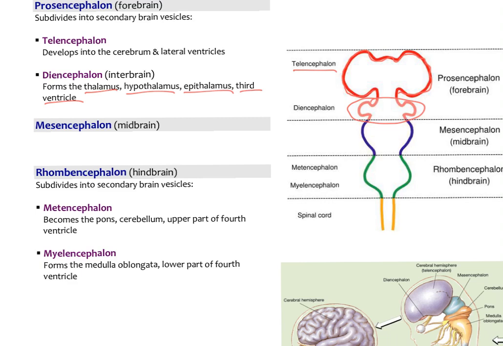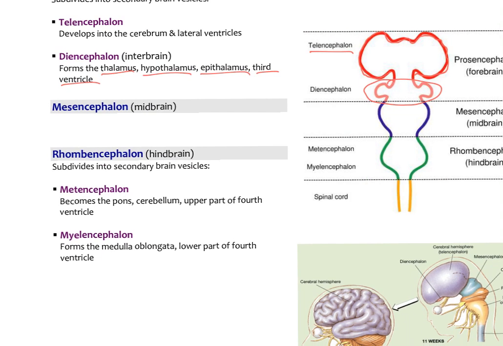And then the rhombencephalon, or hindbrain. This divides into two other secondary brain vesicles: the metencephalon, which is going to become the pons and the cerebellum, and then the myelencephalon, which forms the medulla oblongata, which is continuous with the spinal cord, as well as the lower part of what's called the fourth ventricle.